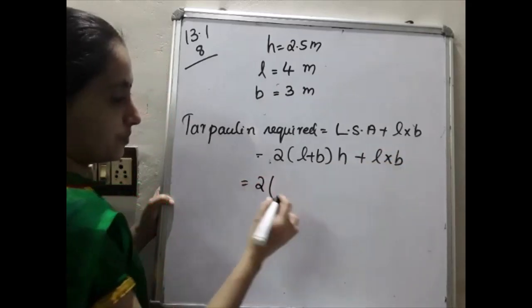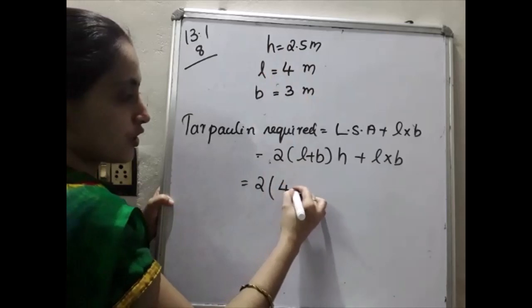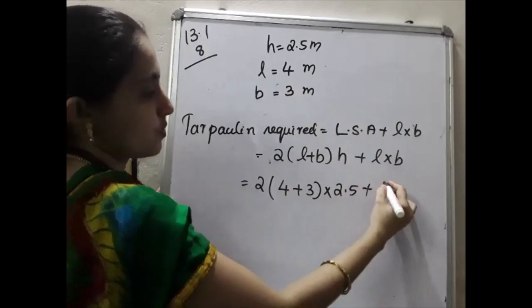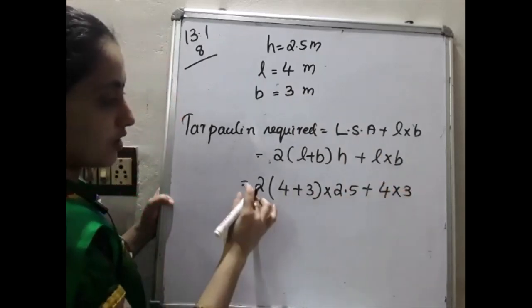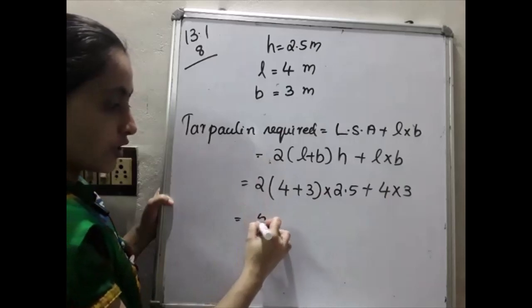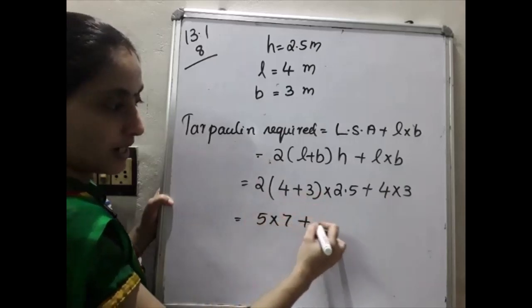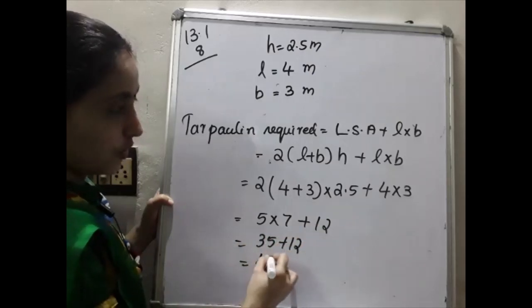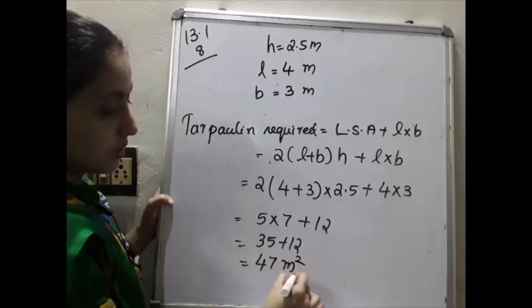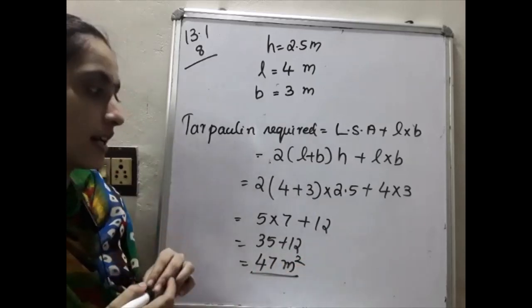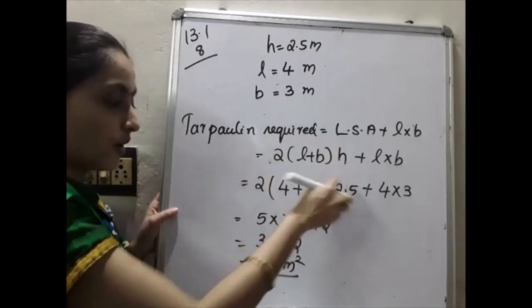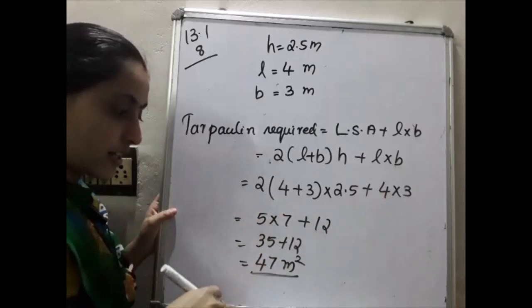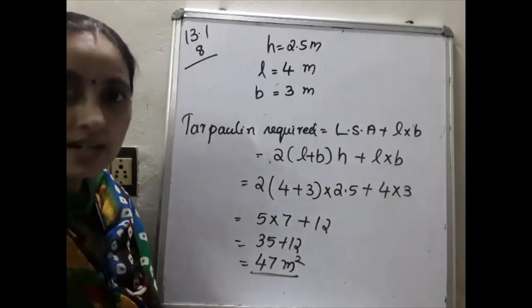That is 2 into (4 plus 3) into height 2.5, plus length into breadth, so 4 into 3. 2 into 2.5 is 5. So 5 into 4 plus 3 is 7, that is 35, plus 12, that is equal to 47 meter square. 47 meter square is the required answer.